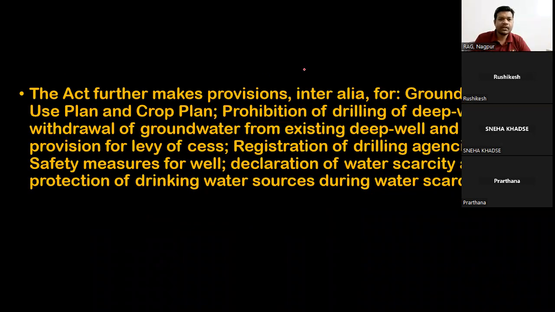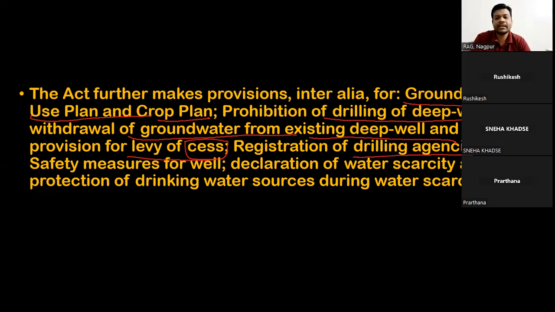So the act further makes provision for a groundwater use plan and crop plan. That means how the groundwater should be used for the crops. Prohibition of drilling of deep water wells: deep wells should not be dug or constructed. Withdrawal of groundwater from existing deep wells should be prohibited. And provision of levy of cess, meaning a tax basically, of 0.5%, 1%, can be taken from the people who are withdrawing water from deep wells.